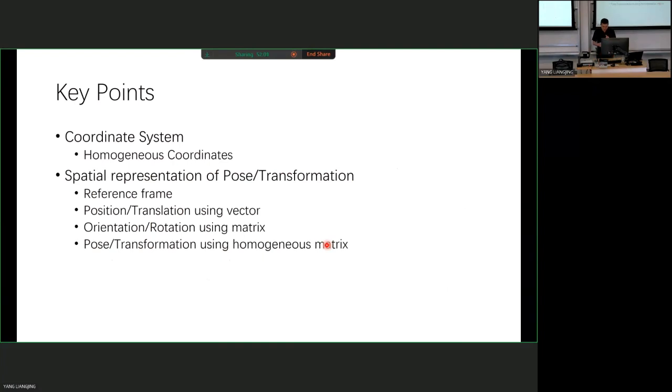So now we summarize the key points. You are able to use homogeneous coordinates to do spatial representation and transformation of the pose. This involves using nothing but this homogeneous transformation matrix, which consists of a rotation matrix and a position vector of the origin.